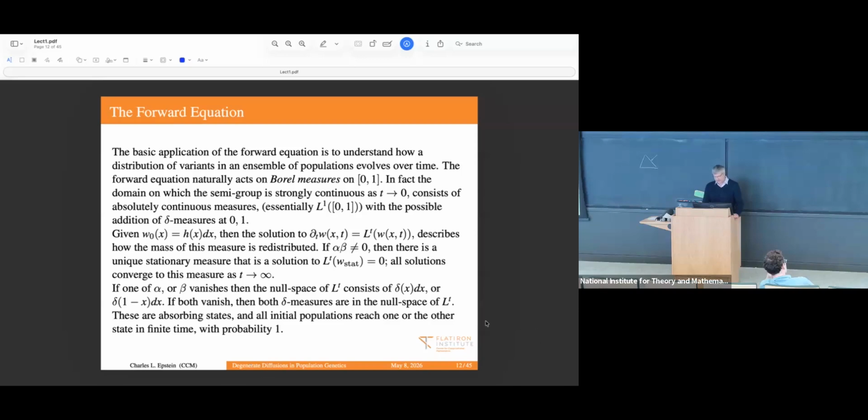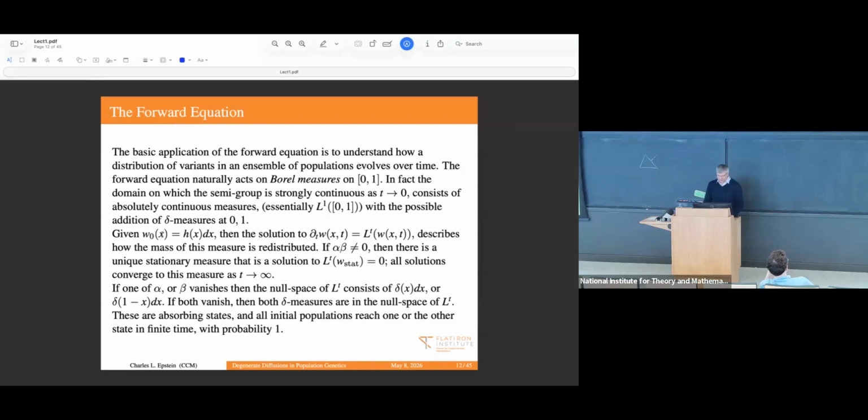But this is a complicated context in which to do diffusion. In fact, the semigroup which it defines is only strongly continuous on absolutely continuous measures. So you only get a good pointwise limit as time goes to 0 if you assume that your measure is an L1 function, so h of x times dx. And it turns out that if b of 0 or b of 1 is 1, you're allowed to add a delta function measure at 0 or 1, because they are absorbing states. That is, when you reach that point, you stay at that point.